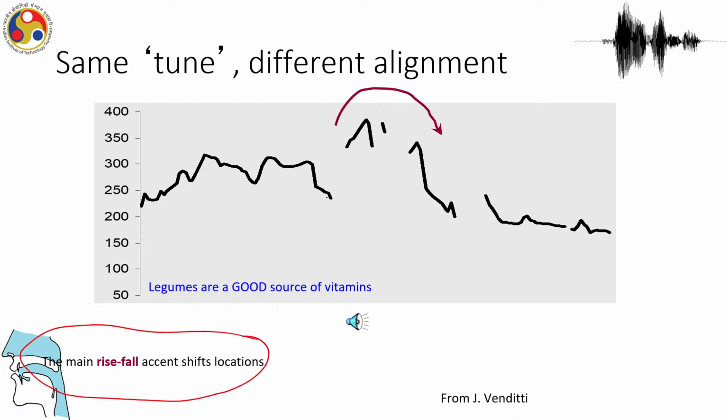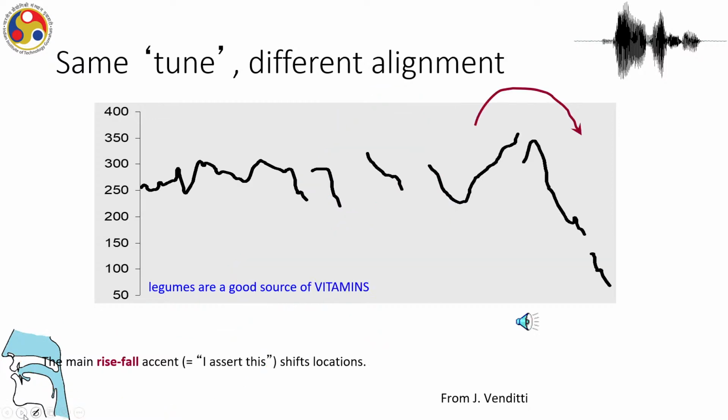So this rise fall that we see here, legumes are a good source of vitamins. This is the same tune, which means it steadily rises and then falls, same tune, but the alignment is different. The alignment shows that this rise fall is on "good" instead of "vitamins" or "legumes." And again, here a rise fall, as we studied just now, it's on the vitamins.